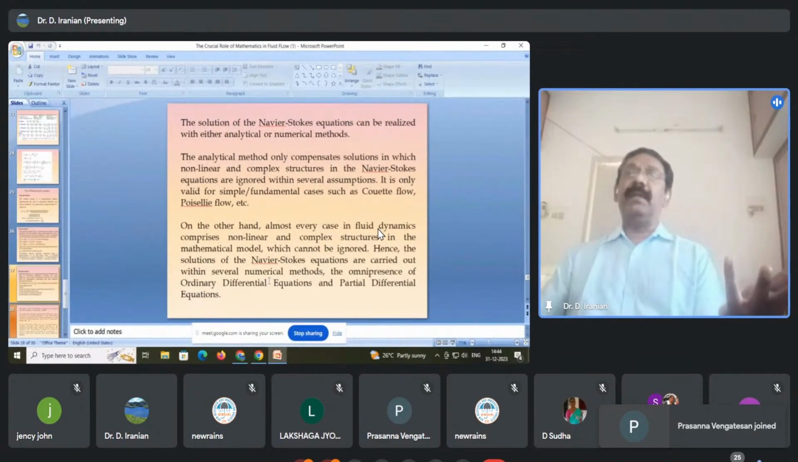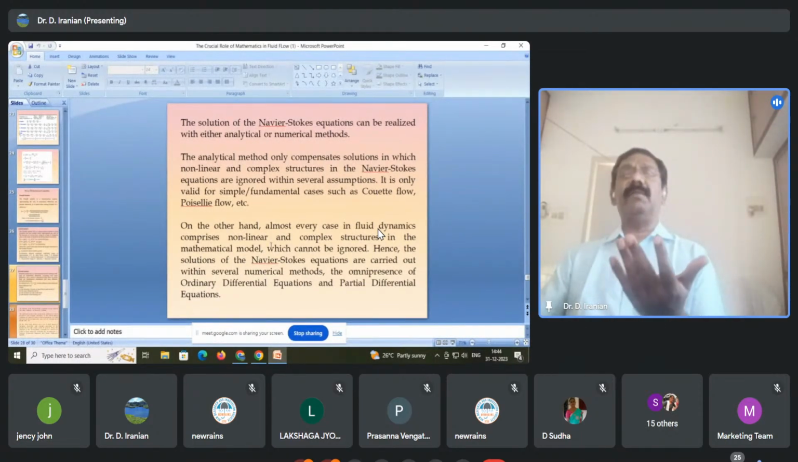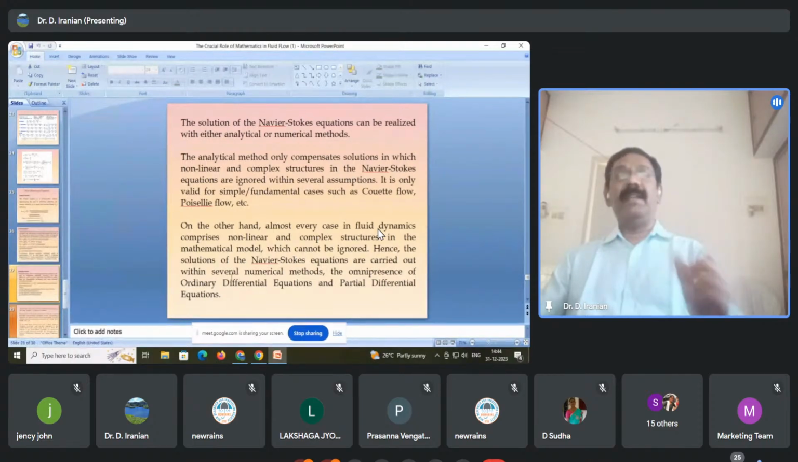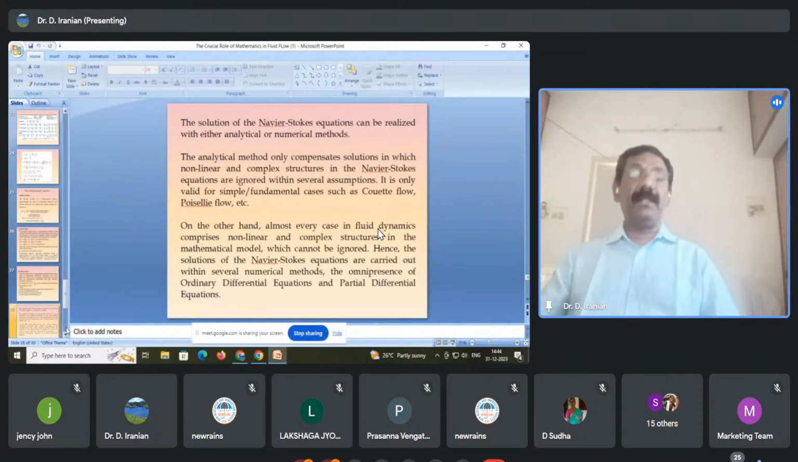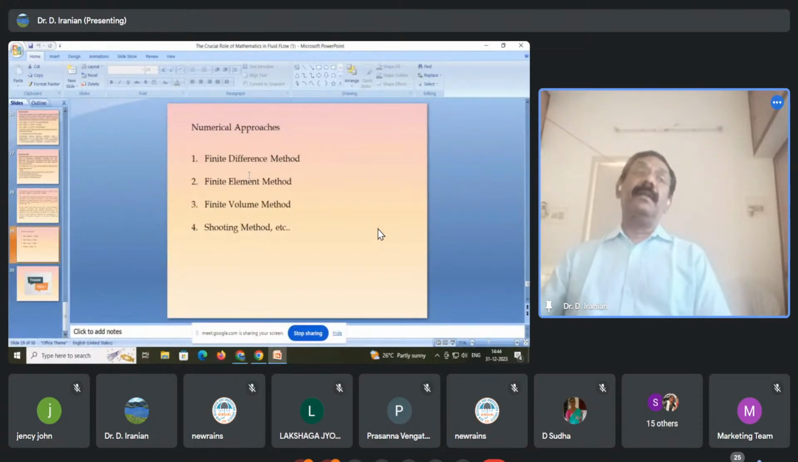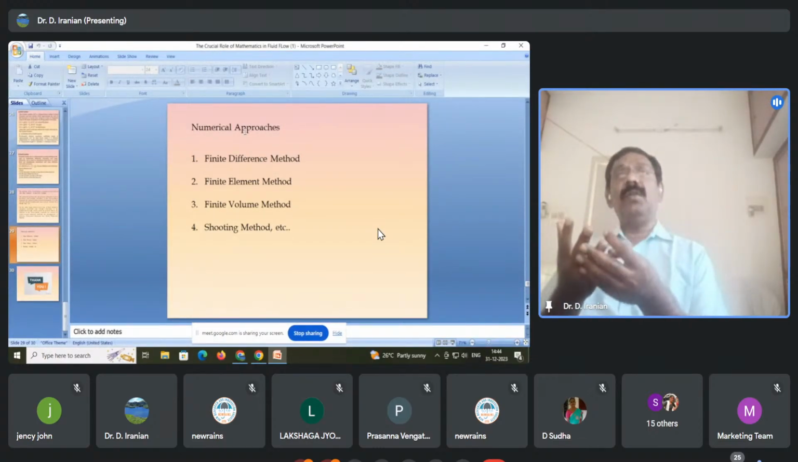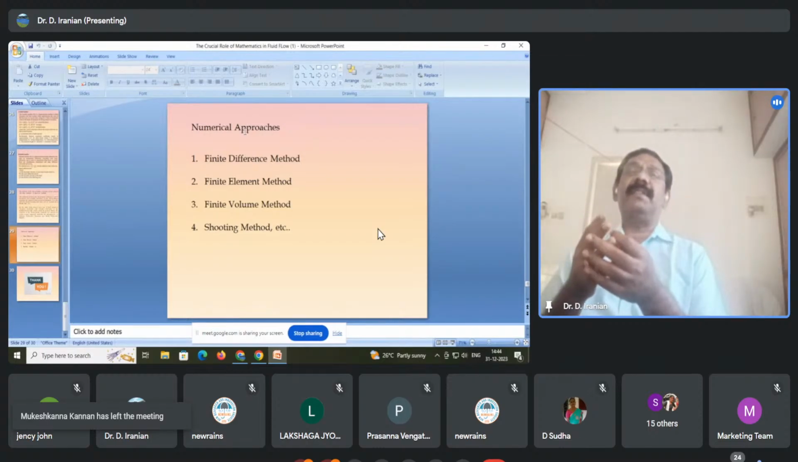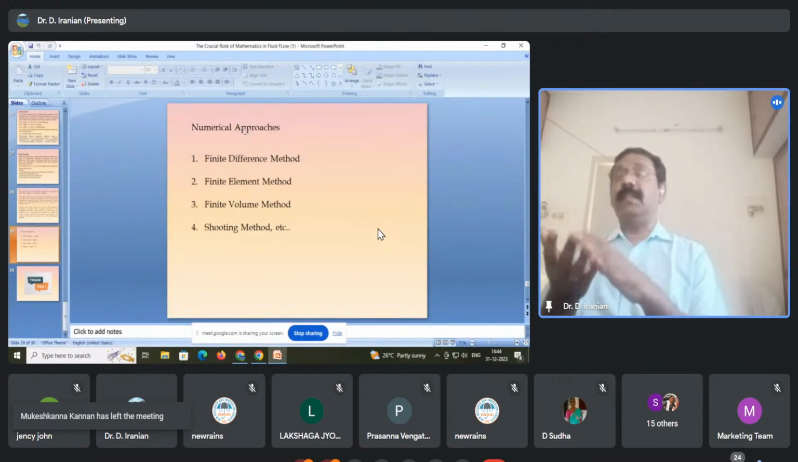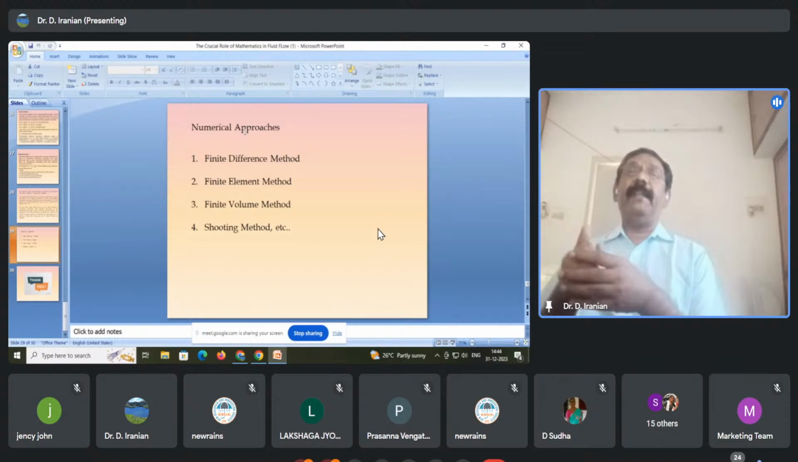How can we solve? So many methods, the Runge-Kutta method, the shooting method, so many methods are there. Next one I am telling. These are all numerical approaches. How can we solve that kind of equations? Finite difference method: this is an old one, but you will get very exact answers here. And the finite element method is also a very powerful method. And the finite volume method, the shooting method. So many methods are there.